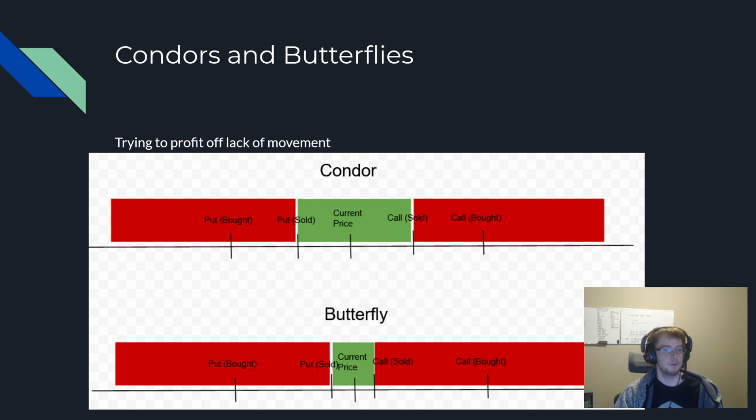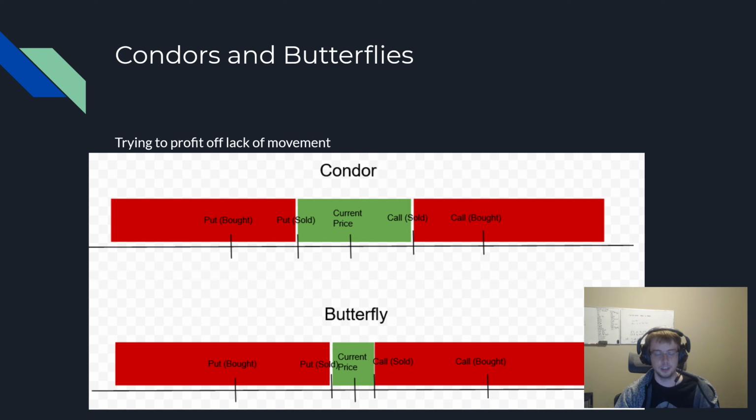So the first thing I'm going to talk about are condors and butterflies. If you remember from one of my most recent videos about the basic strategies with options, you can sell spreads, call or put spreads. So a condor or a butterfly is just kind of like doing both of those at the same time on the same underlying asset with the same expiration dates, etc.